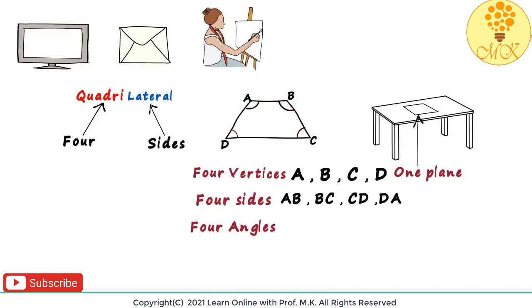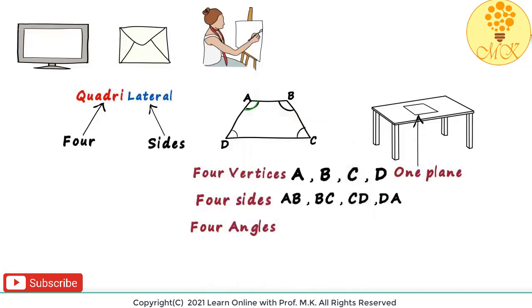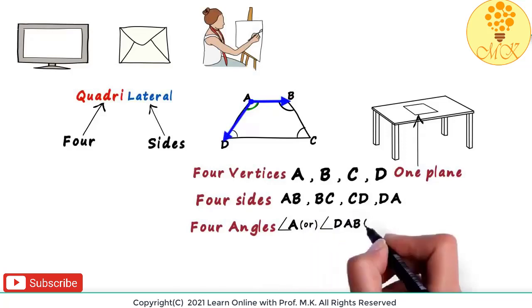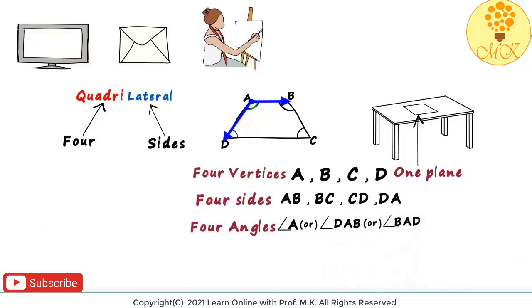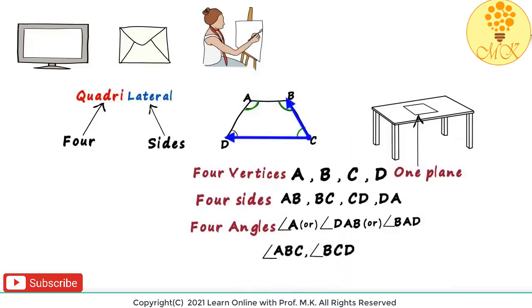But how do we name the angles? How can we name this green angle? Well, we can call it angle A. We just named the angle based on the vertex at which it is formed. But a better way to name it is to call it angle DAB, or you can also call it angle BAD. In these 2 cases, we named it based on the sides. Similarly, this angle can be called angle ABC. This one can be called angle BCD and this one angle CDA.